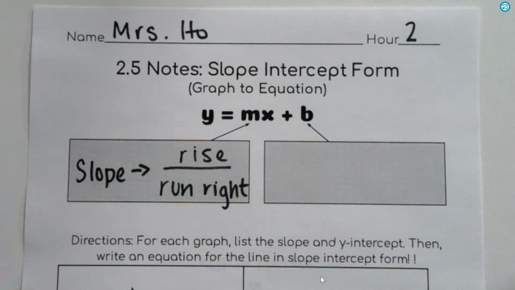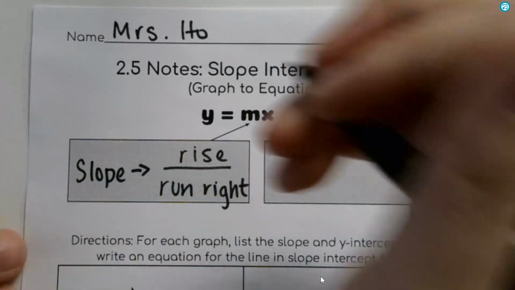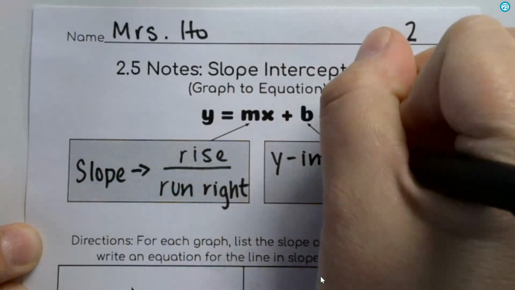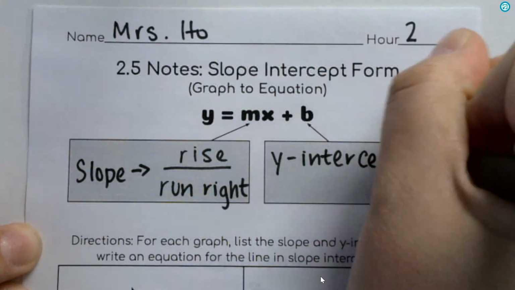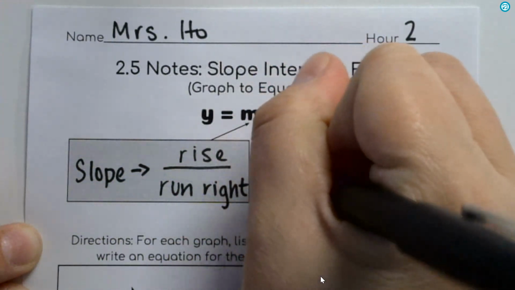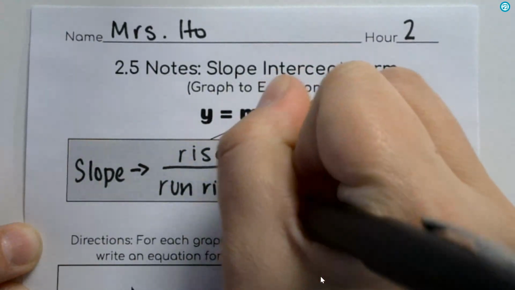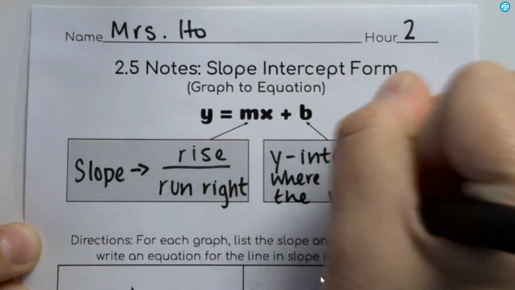Okay. Also in slope-intercept form, what is my B? My y-intercept specifically. So that is my y-intercept. And if you want to put a little note to yourself, it is where you cross the y-axis.